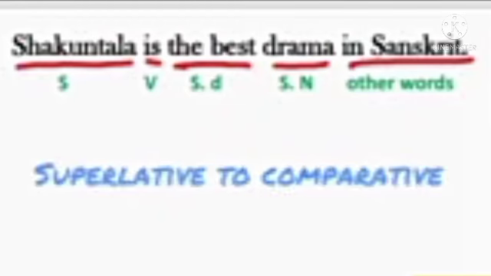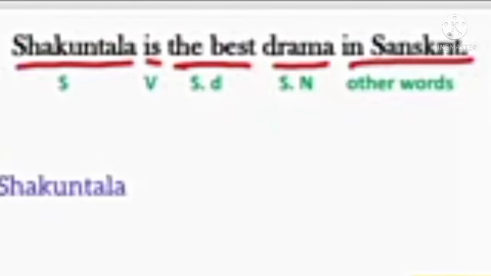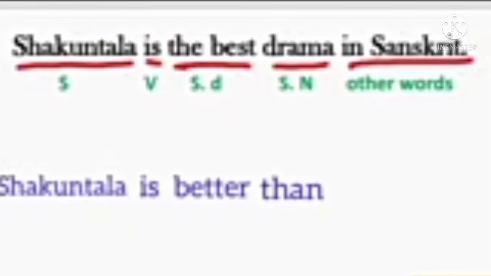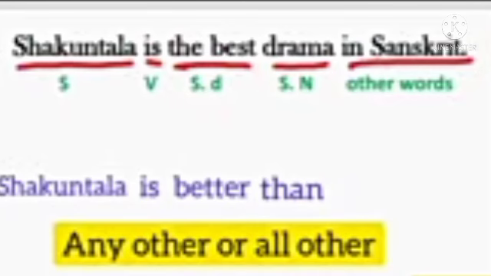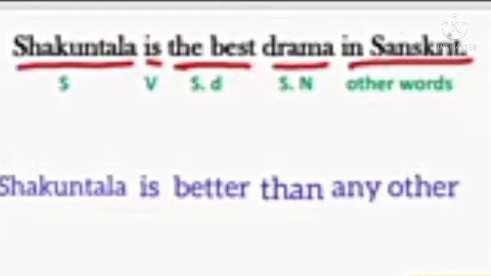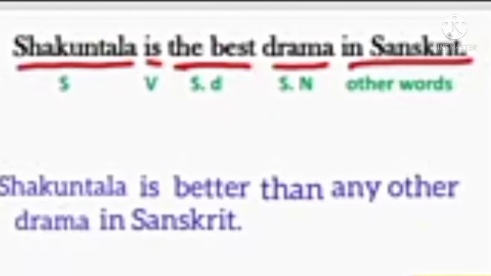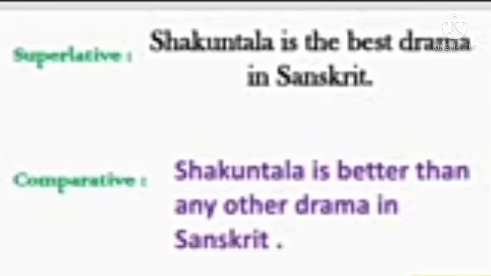So we will keep the subject as it is, Shakuntala. Then we will add the verb, that is. Now we will write the comparative degree of the adjective given. So the comparative degree is better. After better we will add than. After than we can add any other or all other. So here we will add any other. Next we will write the singular noun, that is drama. Then we will write the rest of the words. So the sentence in the comparative degree will be like this: Shakuntala is better than any other drama in Sanskrit.